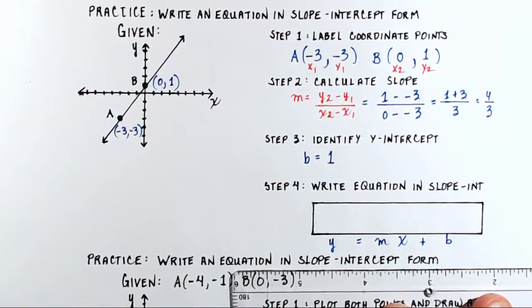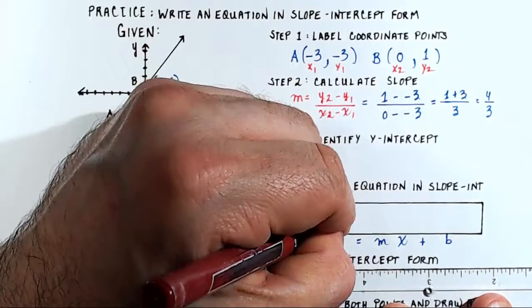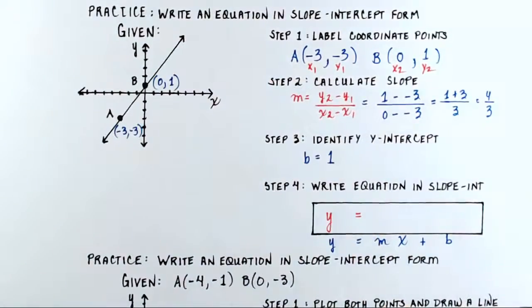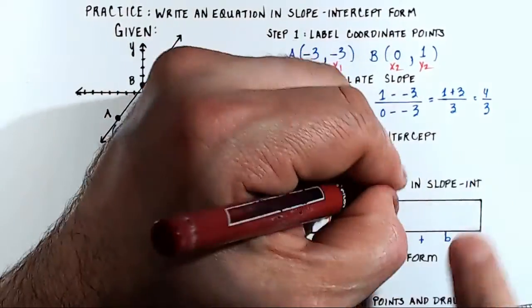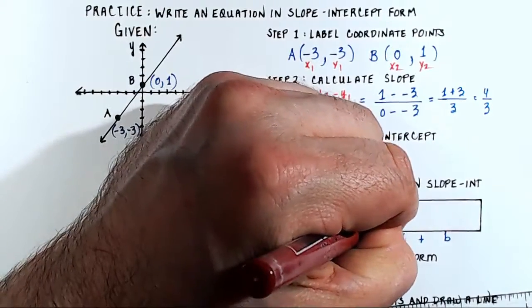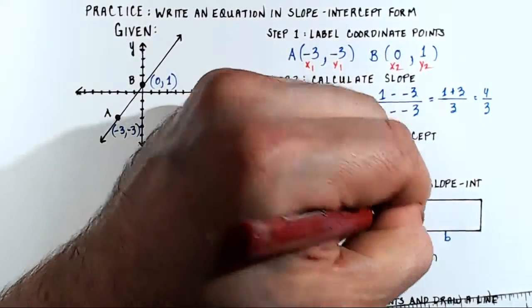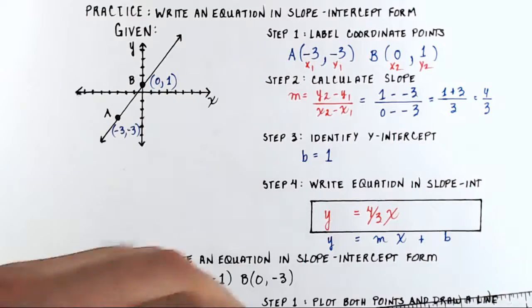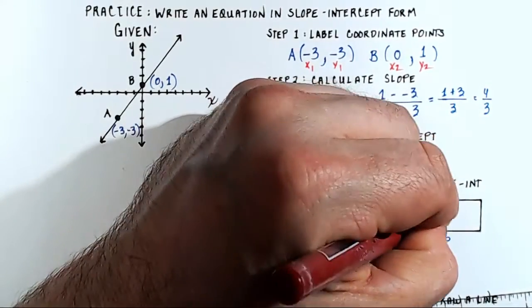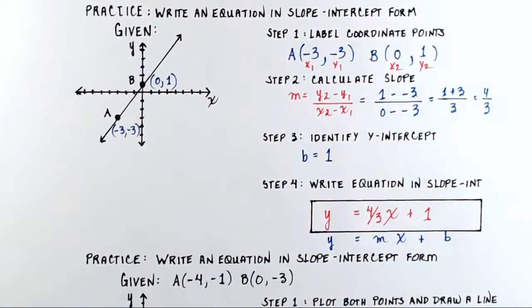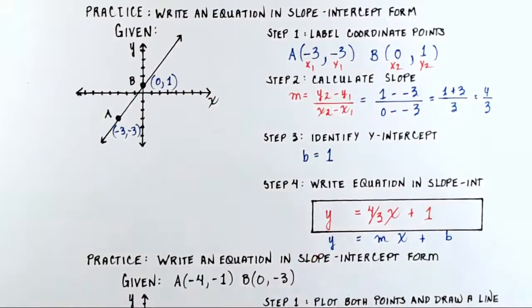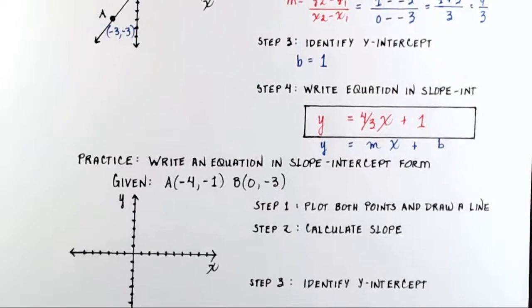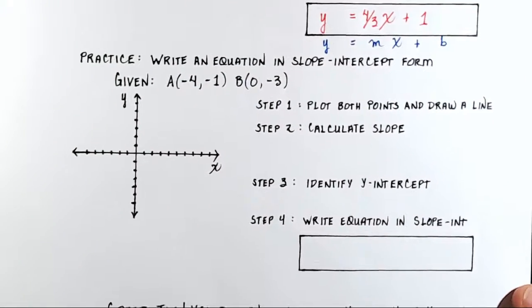So let's just fill this out. y equals, what's the slope? 4/3. 4/3 x plus b, the y-intercept, which is 1, plus 1. And there you did it again. You've now written a mathematical sentence to describe this stuff over here. Okay, let's move on to the second practice problem.